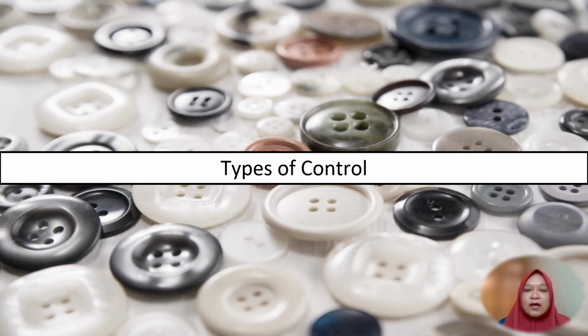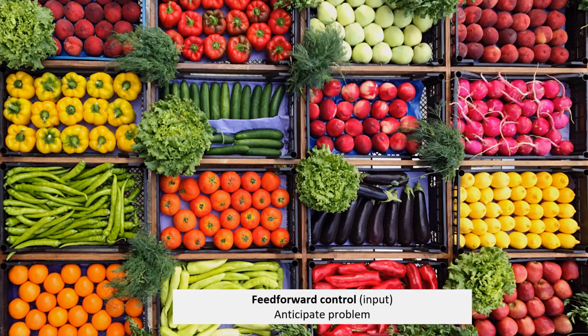So the types of control, basically there are three types of control that the organization can apply. The first one is feed forward control, where we control starting from the input level. When we do the feed-forward control, we actually anticipate the problem. So what is the feed-forward control?